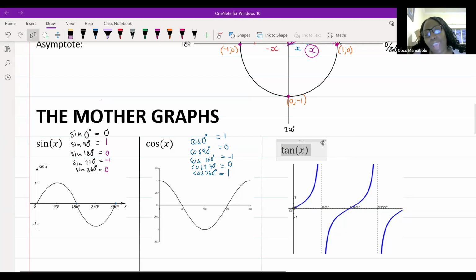Okay, so the tan mother graph is a little bit different to the other two, I'll admit, in that tan repeats itself every 180 degrees. So it repeats itself every 180 degrees. We're not going to go all the way to 360. We're going to stop at 180.